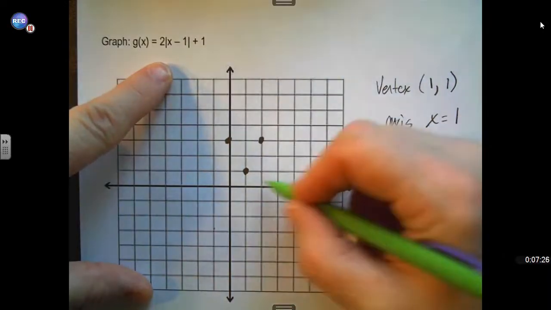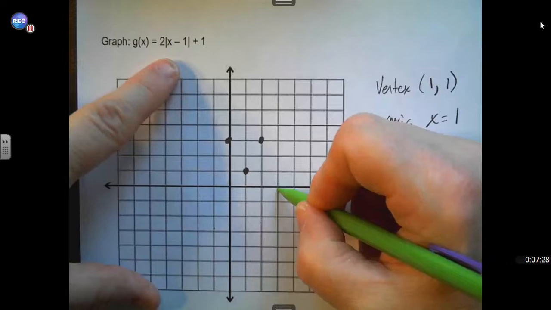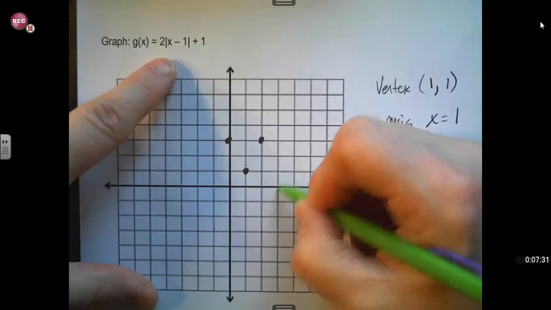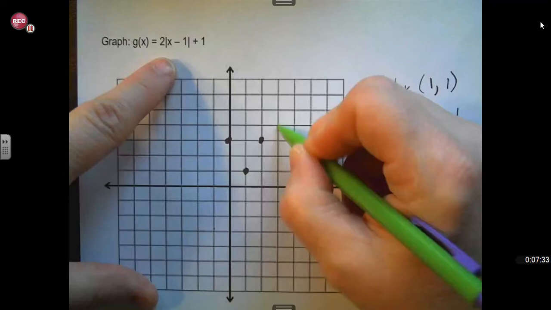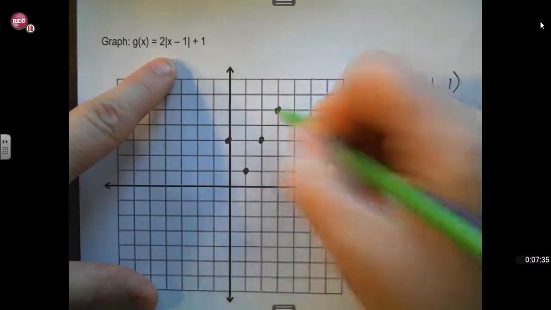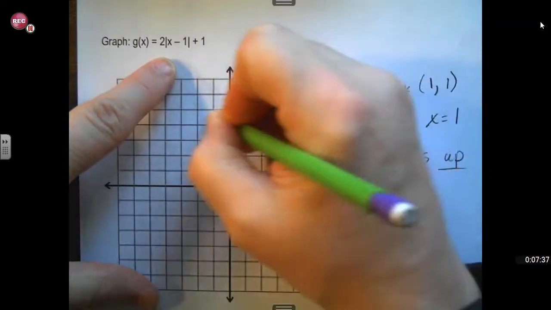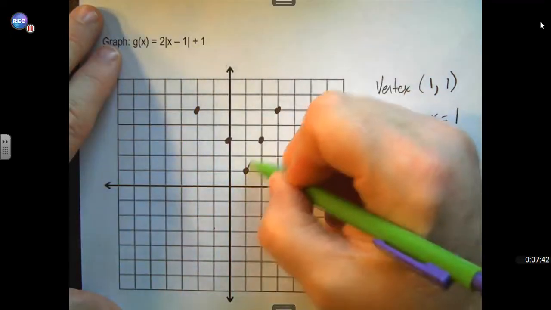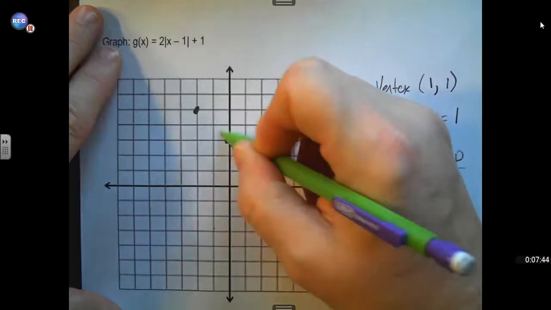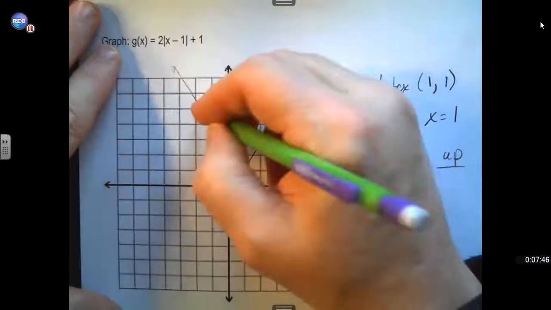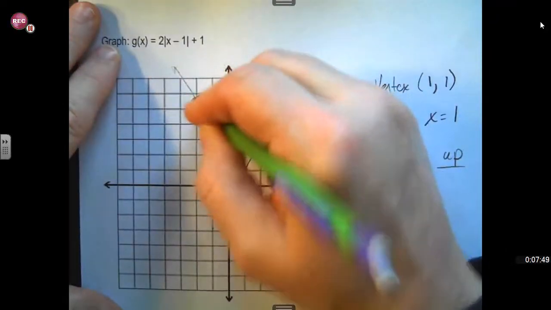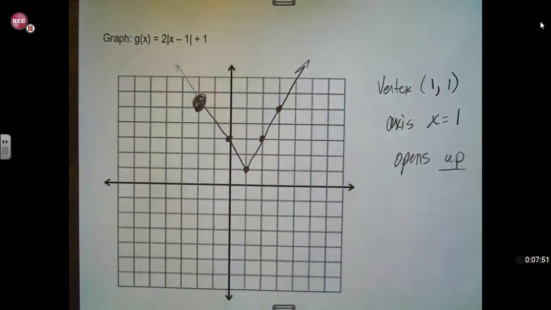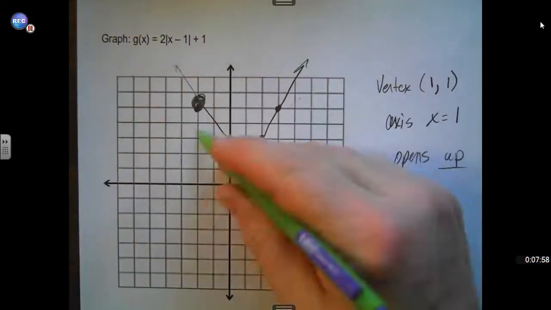And then I plug in 3. 3 minus 1 is 2, times 2 is 4, plus 1 is 5. The axis of symmetry tells me there's another one over there. And there we go, that's it. And that's transforming absolute value. Again, we're transforming all this from the parent function.